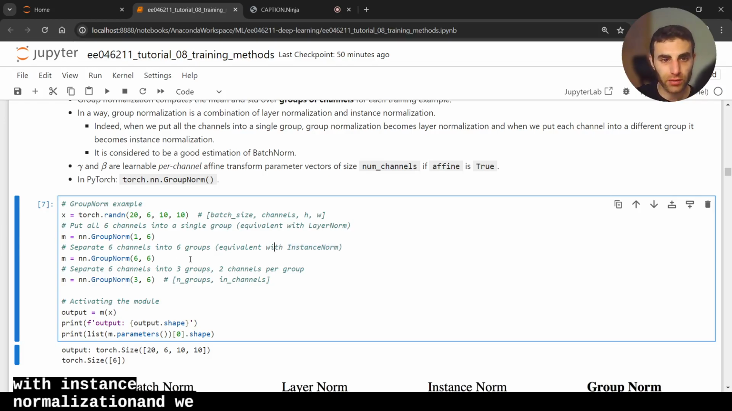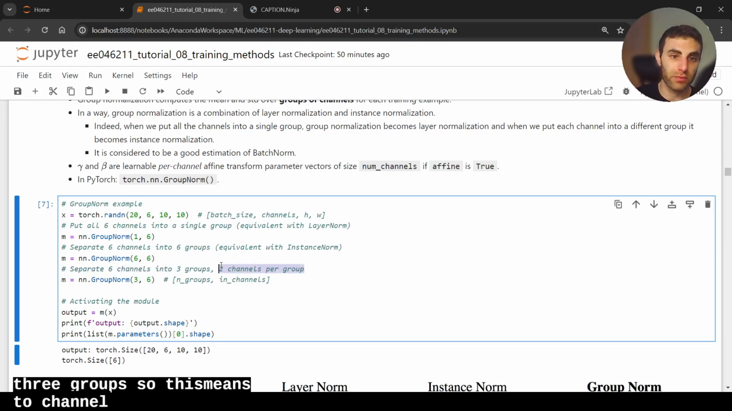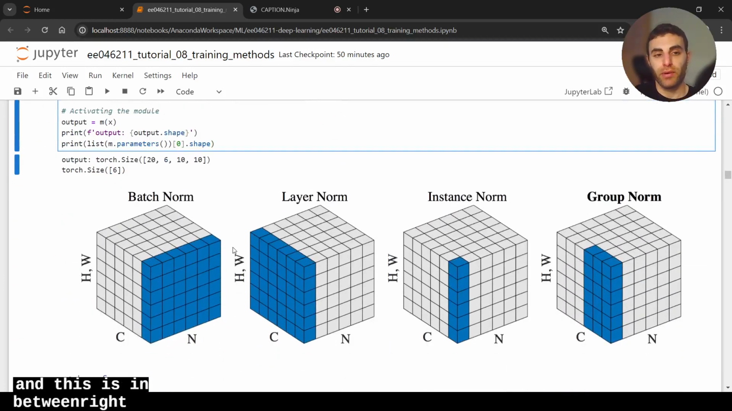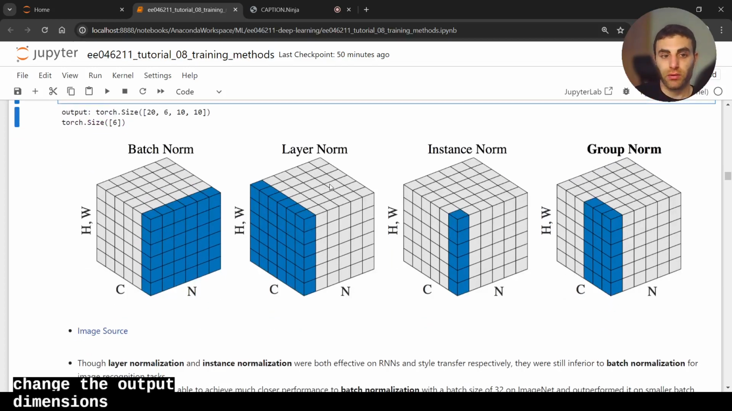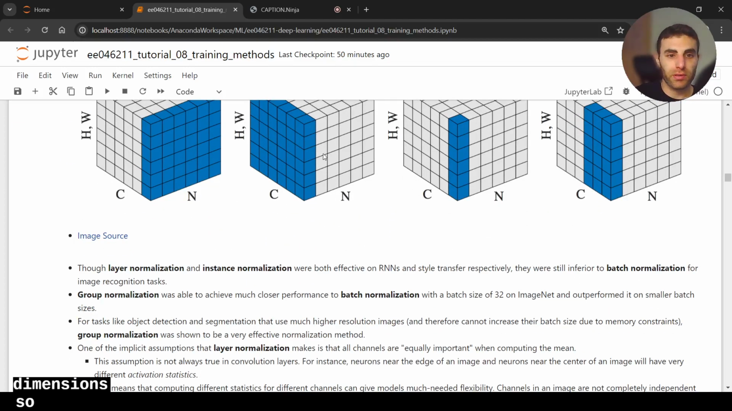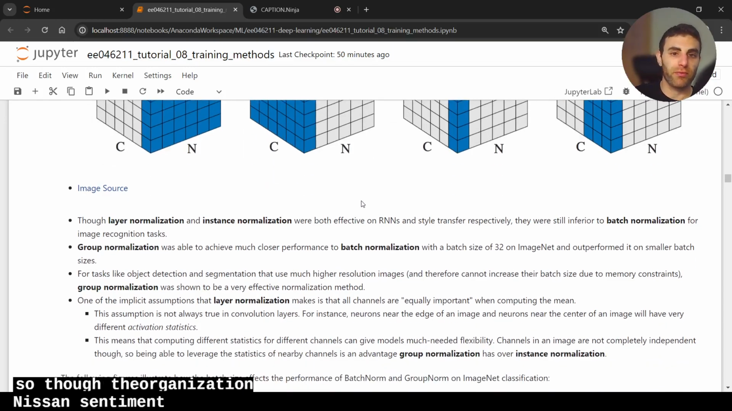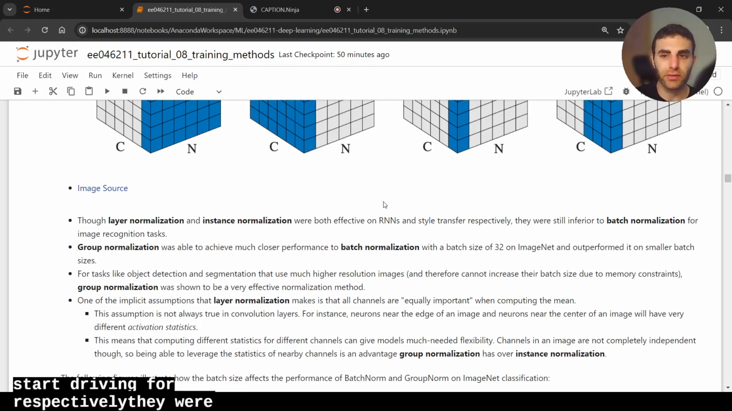And we have the in-between, which is, for example in this case, 3 groups. This means 2 channels per group, so each 2 channels have their own normalization statistics. And this is the in-between, right? Again, the normalization does not change the output dimensions. Though layer normalization and instance normalization were both effective on RNNs and style transfer respectively, they were still inferior to batch normalization for image recognition tasks.